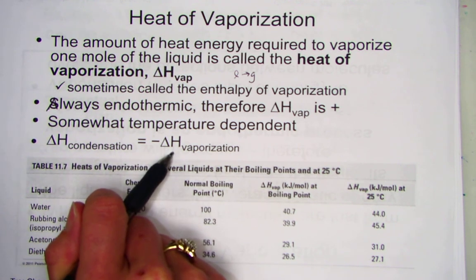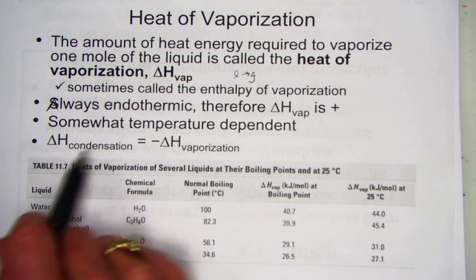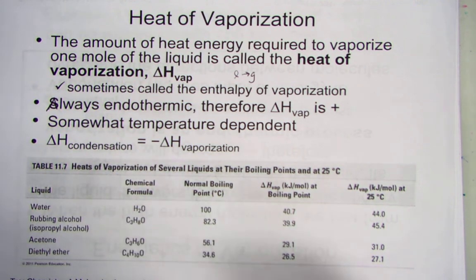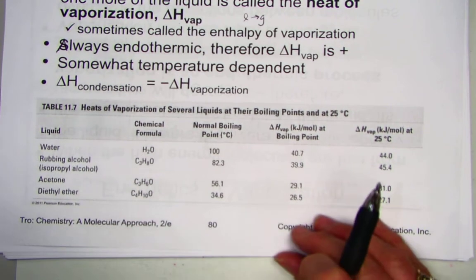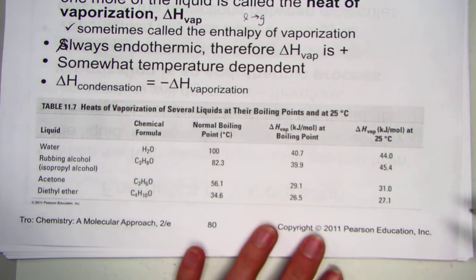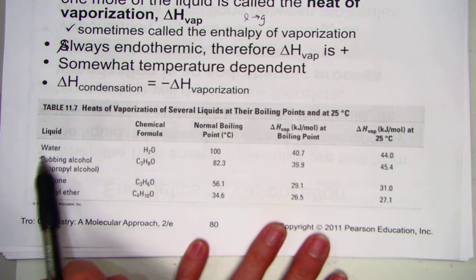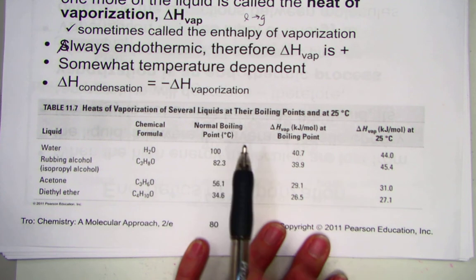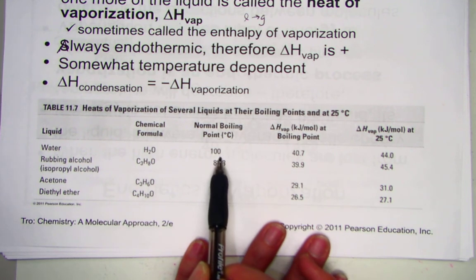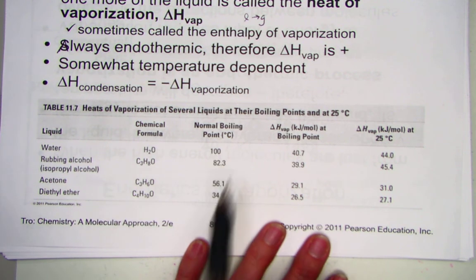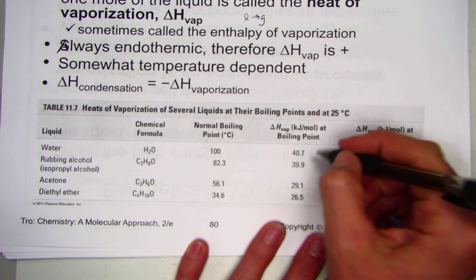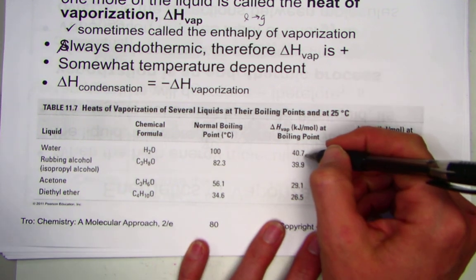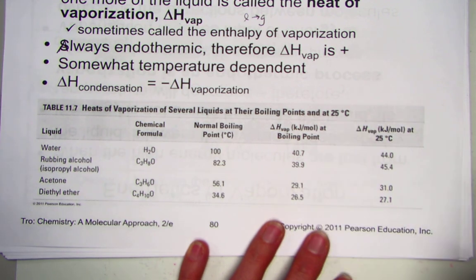Vaporization, condensation, equal but opposite signs. We see values here, and we'll be using these in some calculations. Liquid water, for instance, boils at 100 degrees. The phase change from the liquid to the gaseous or gaseous back to the liquid form takes place at 100 degrees Celsius. It takes 40.7 kilojoules for every 1 mole of water to go from the liquid to the gaseous phase.